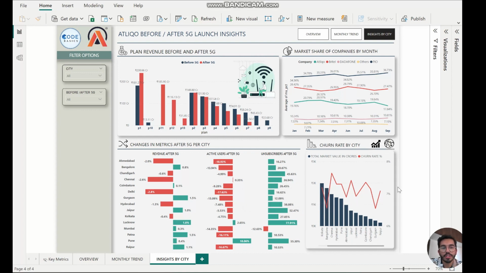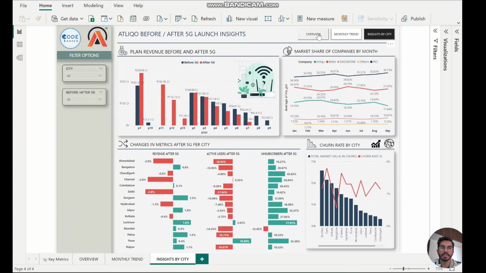What Atlico can do is focus on major cities, and especially the cities in the middle. These are also providing very good revenue. They're also having good market share. So starting from Chennai, Hyderabad, Pune, Ahmedabad, and Jaipur and Lucknow, these cities can be taken care of in terms of the market value. Then we have the changes in the metrics after the 5G. So basically this chart displays the change after the 5G. So what was the revenue change for each city after 5G, active users after 5G, and unsubscribers after 5G.